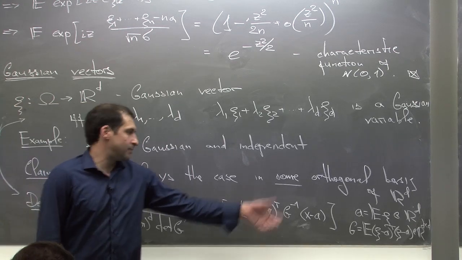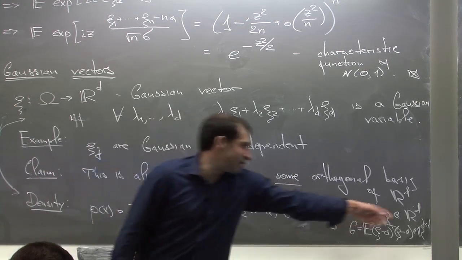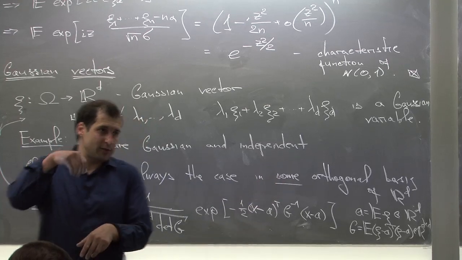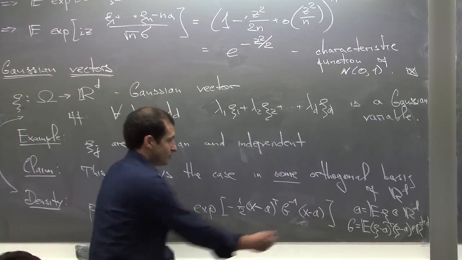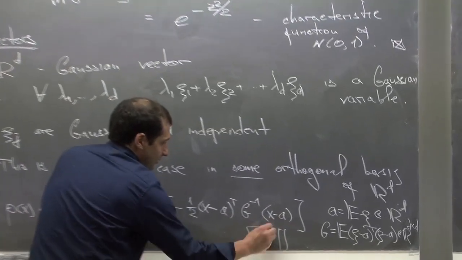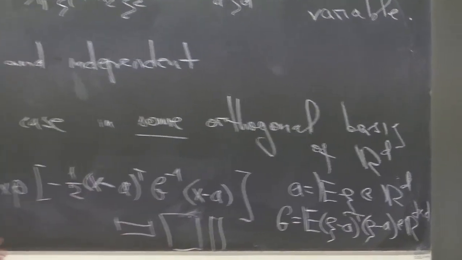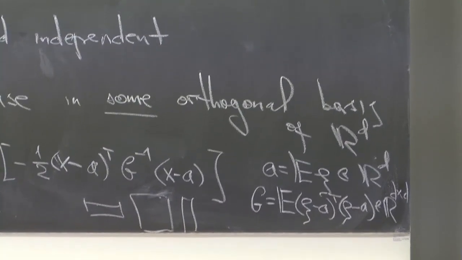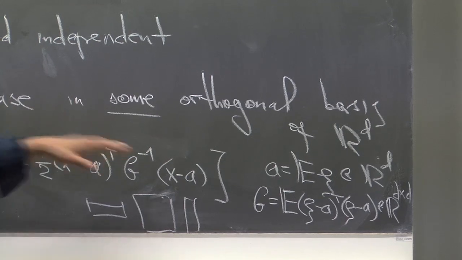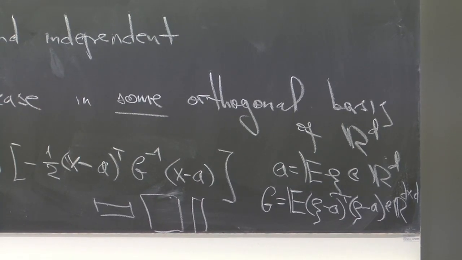So here, I think about elements of R^d as columns. So here is a column, here is a matrix, and here is a row. So I just multiply all of them, and what I have is a number. Okay, just about the notation.